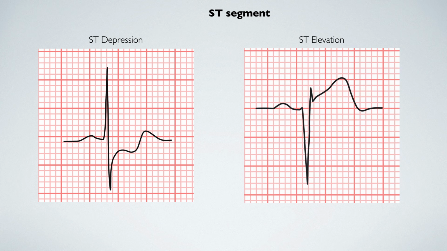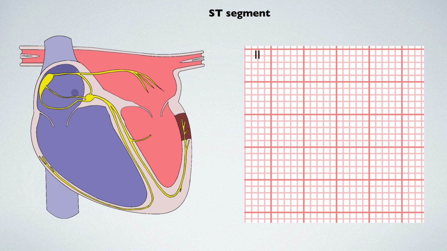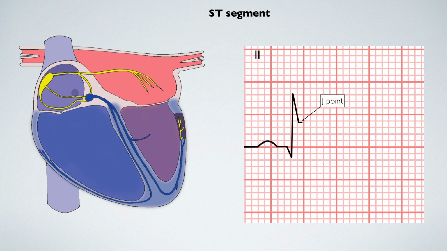Next up is ST elevation. The most important cause for ST elevation is myocardial infarction. This involves full thickness ischemia of the myocardium caused by obstruction of the arteries which supply the ventricular muscle. In this case, the J point is elevated above the baseline as the myocardium depolarizes.